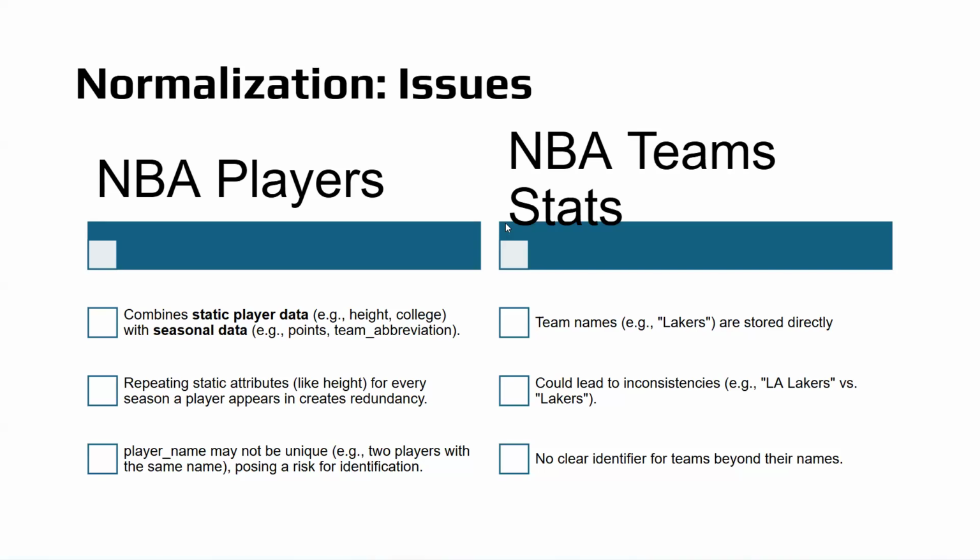Also, with the NBA team stats, we have some team names that are stored directly, but we have some inconsistencies in the different databases. The same team can sometimes be referred to in a different way, for example, LA Lakers instead of Lakers. And this way, we didn't have a clear identifier for teams beyond their name.